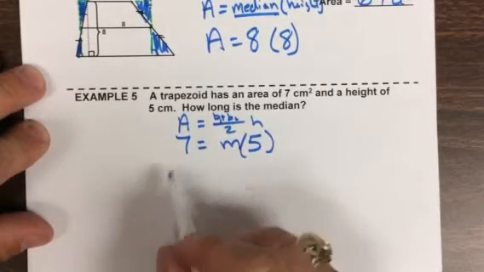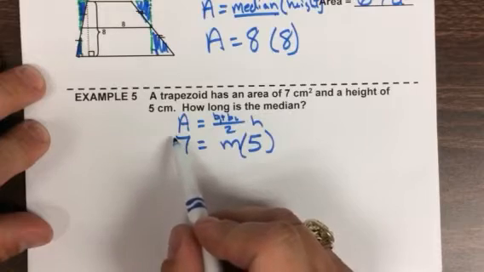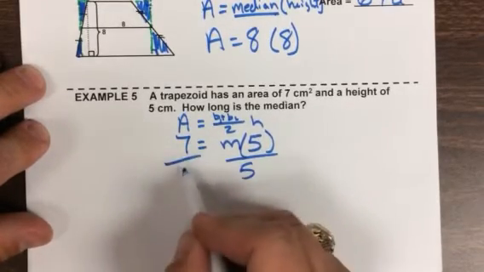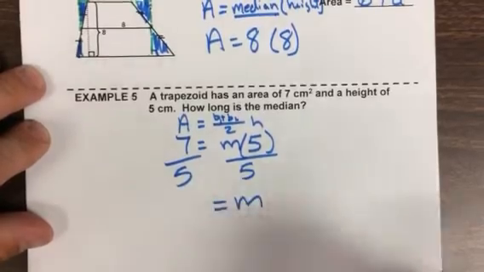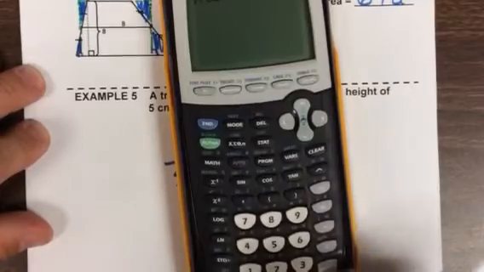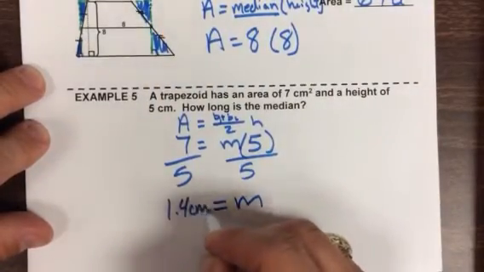Well, that's easy. If the trapezoid has an area of 7 centimeters squared and it has a height of 5, divide both sides by 5. And the median must equal 7 divided by 5, 1.4 centimeters.